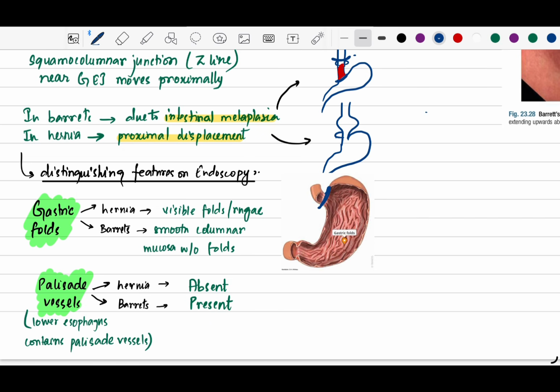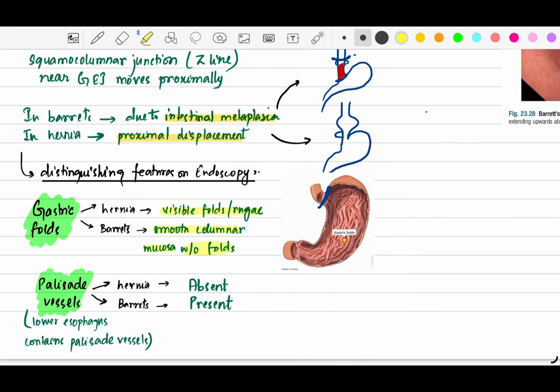However, in hernia, when the proximal stomach is also moving upwards, on endoscopy, the folds are going to be visible, which are not normally seen on esophageal endoscopy. However, in Barrett's, it is going to be smooth columnar mucosa without folds.